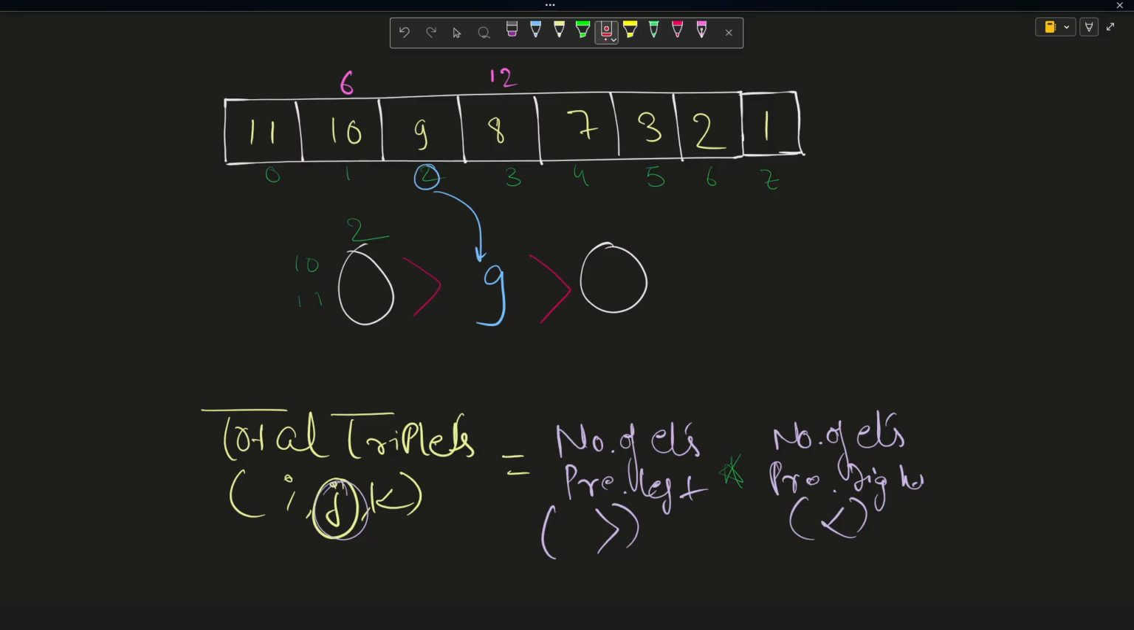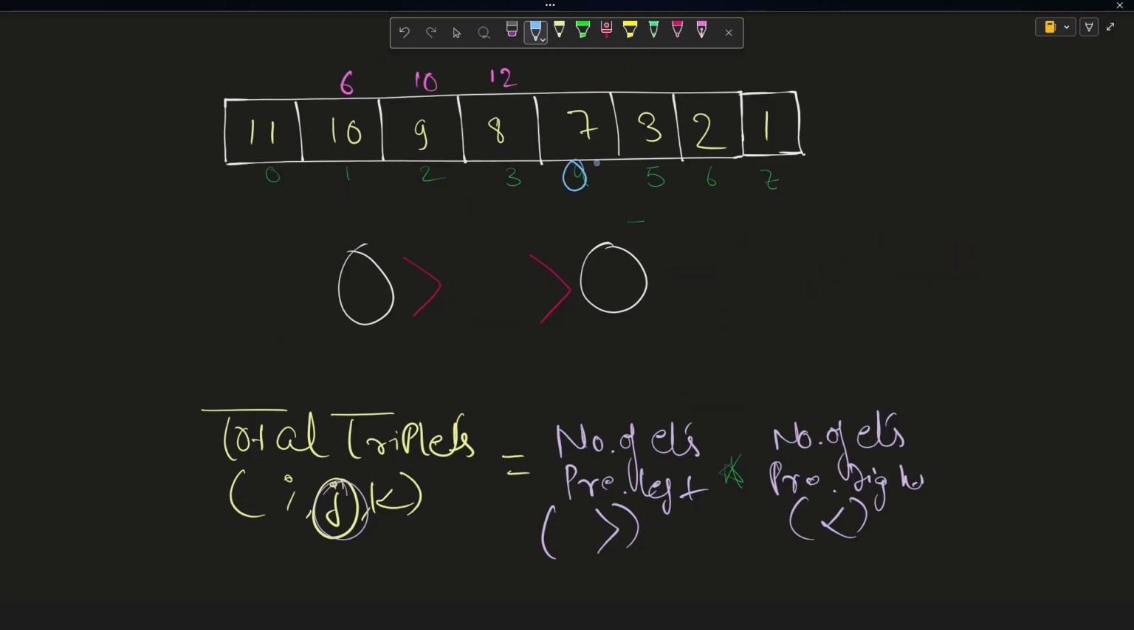Similarly, I want to find the number of elements in this range which are smaller than this 9. Since each of these elements is smaller than 9, I will write here 5. And what are they? They are 8, 7, 3, 2, 1. So in this part there are 2 elements and in this part there are 5 elements. So if I multiply this 2 into 5, we will get 10. And hence I will write here 10.